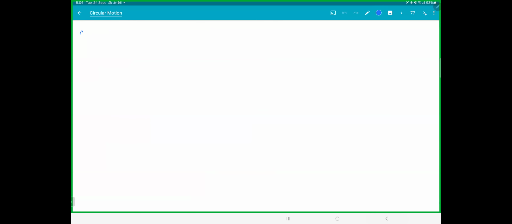Let's take case 2. Case 2: let's take a smooth road, but the road is banked.